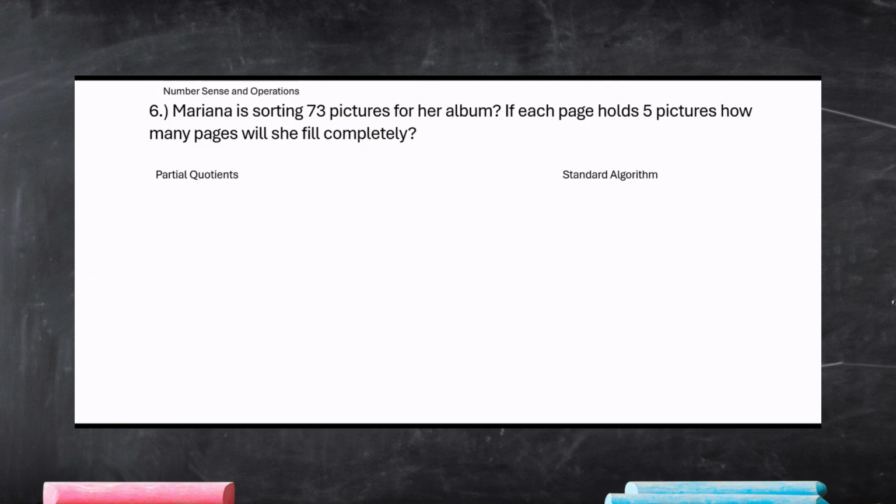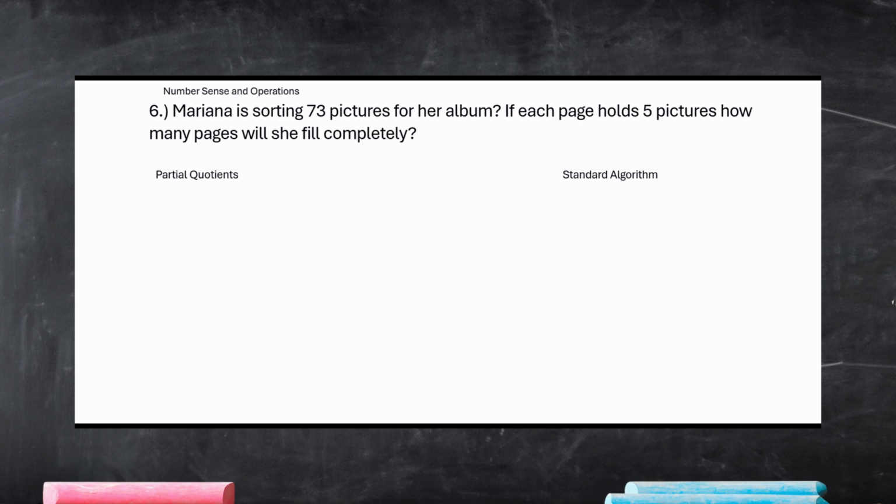Now that you've had a chance to try this one on your own, I'm going to read the problem out loud to you. It says that Mariana is sorting 73 pictures for her album. If each page holds 5 pictures, how many pages will she fill completely? It's a pretty straightforward division problem here.